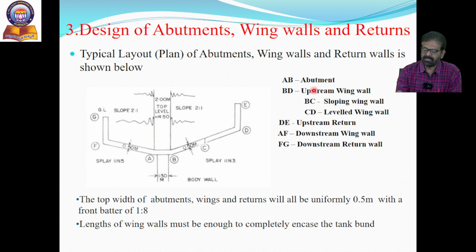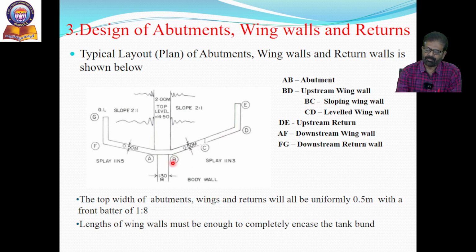Okay, AB is the abutment and B to D is the upstream. This is the upstream side, this is the downstream side. Let us consider the water is stored in the tank here. So this is the direction of flow in this direction. Accordingly this is the upstream side, this is the downstream side. Therefore this upstream wing wall is BD. BD is the upstream wing wall.